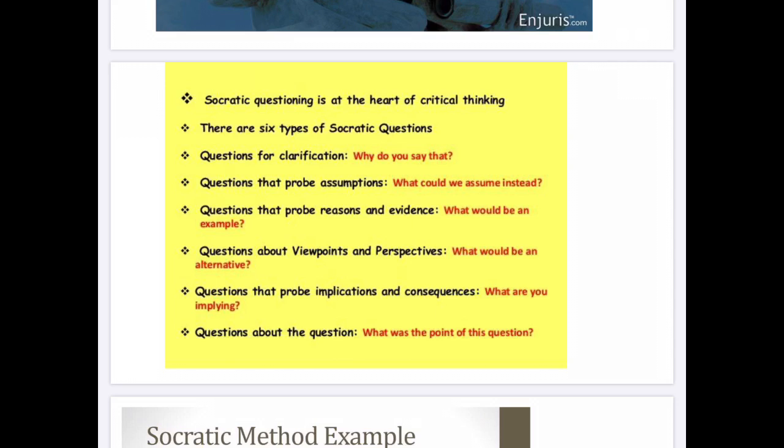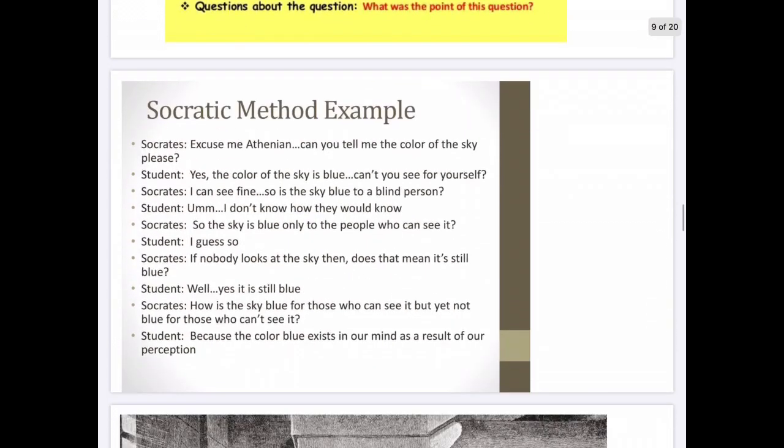And then the sixth type of Socratic question is questions about the question, such as, what is the point of this question? So not only do we question everything that we think that we believe, we also question why we're questioning and why we're asking specific questions. What are we trying to get to by asking a specific question? So those are the 6 types of Socratic questions.